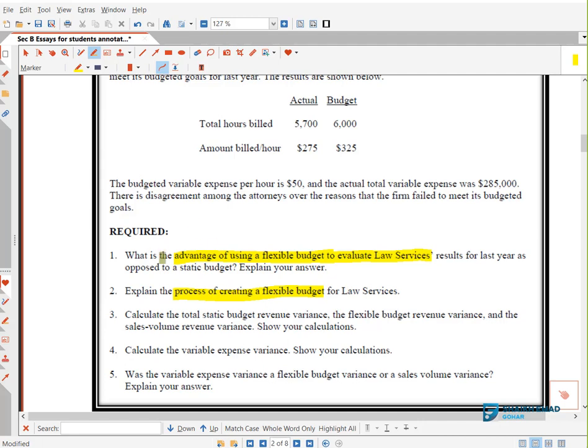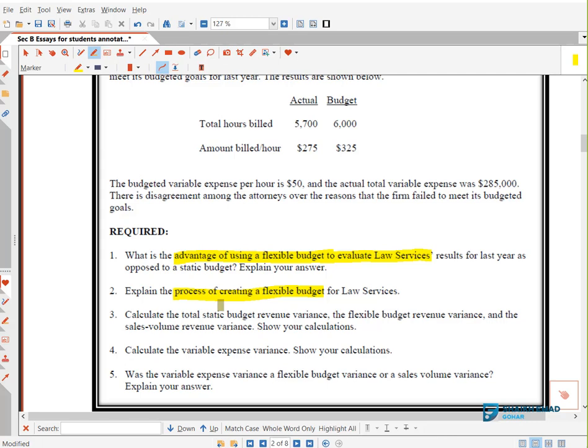I will write this for you. Just wait. I'm just discussing the question. Explain the process for creating a flexible budget. So remember, in the last 2 questions we did, they were asking you to create a flexible budget. Here they are asking you to explain the process of creating it. So you will not create the flexible budget. You will just tell how to create it.